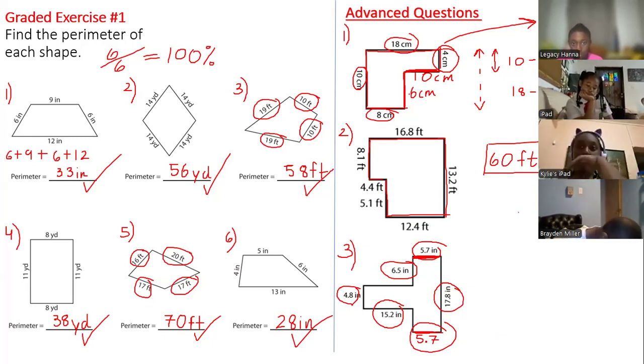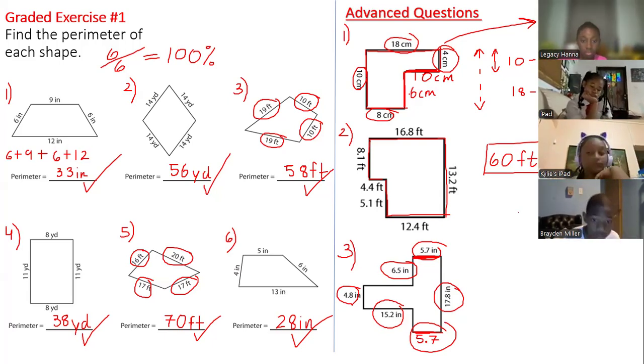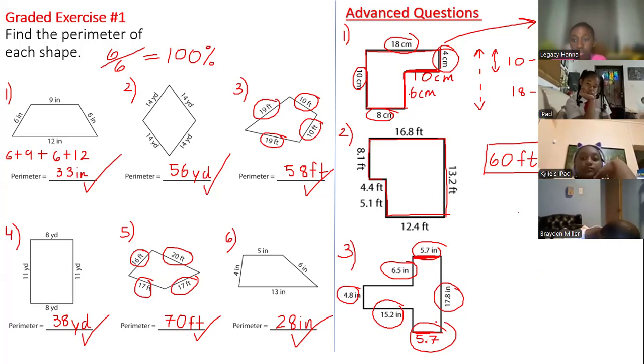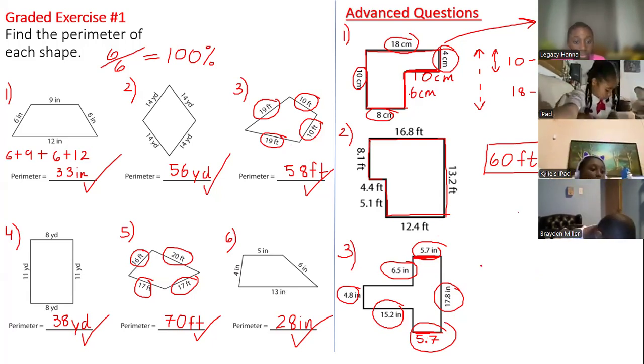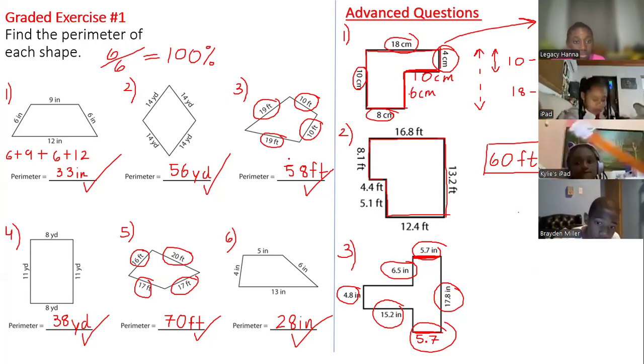So 4.8 plus 6.5 plus 5.7 plus 17.8. I didn't understand number 3. 5.7 plus 15.2. What y'all got? 50? 50 inches, sir. Y'all just missed the 5.7. So quickly add that. Add the 5.7 to 50, and tell me what y'all got.